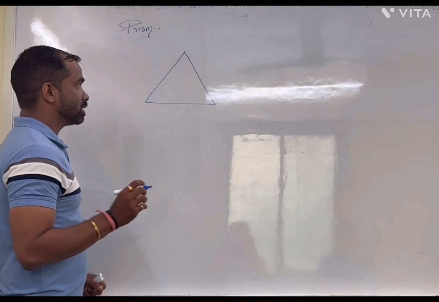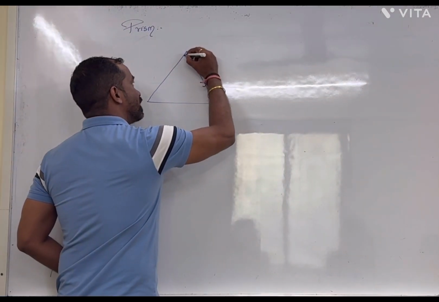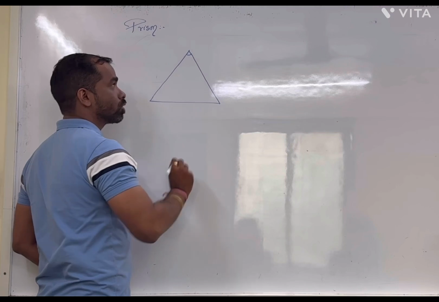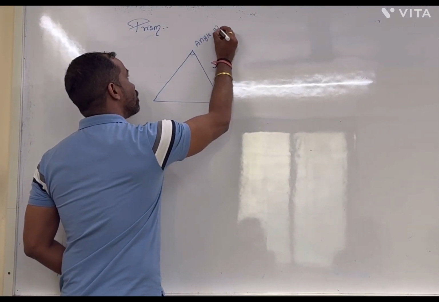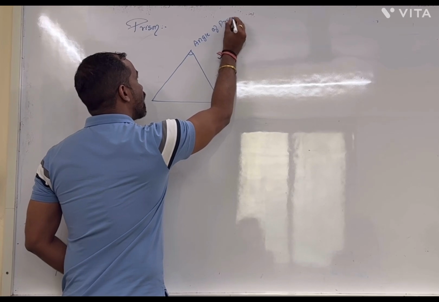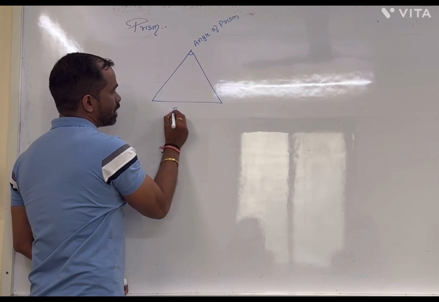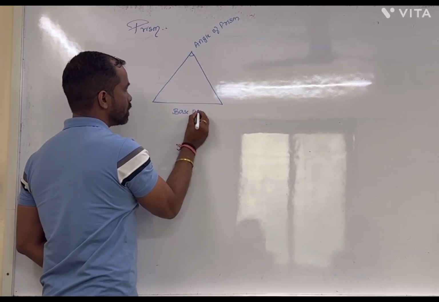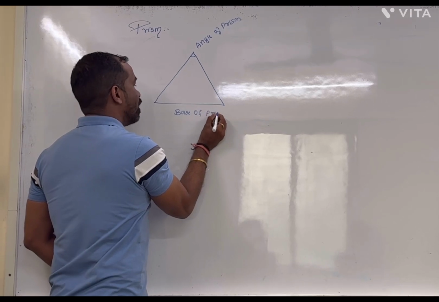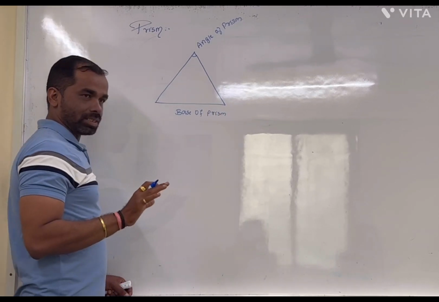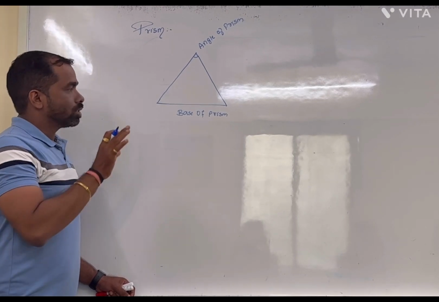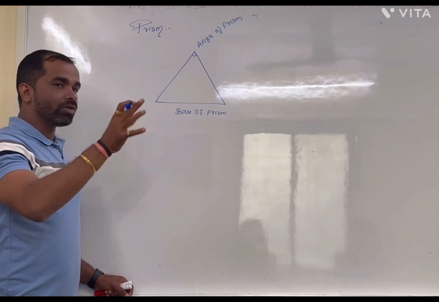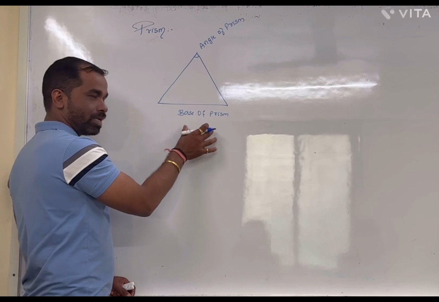Principal section of prism. This angle where these sides meet is called as angle of prism. This is called as base of prism. Now any side can be base of prism. Depends on how we keep it. So now in this case this is base of prism.